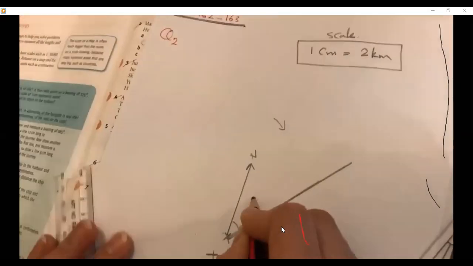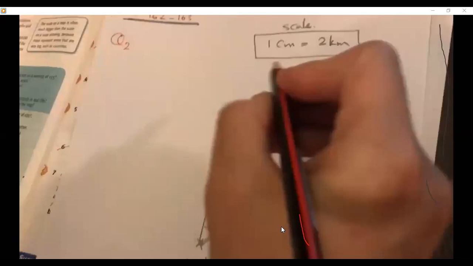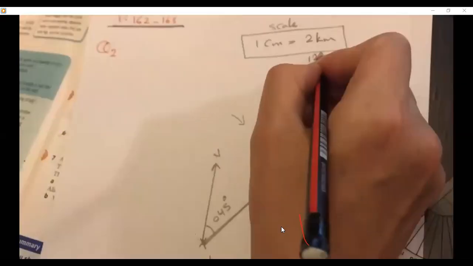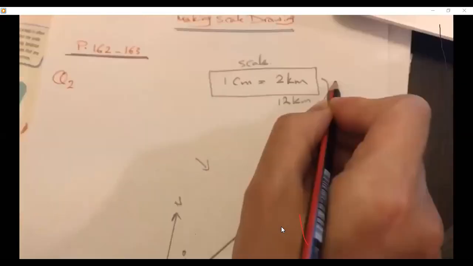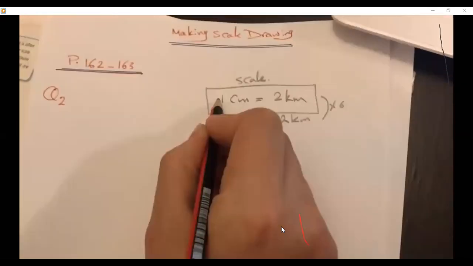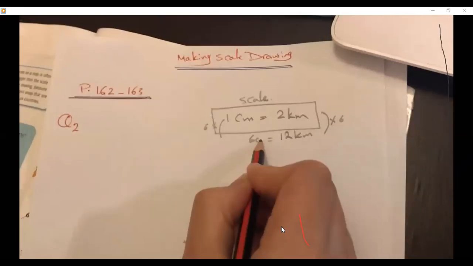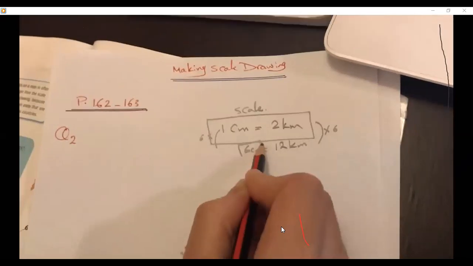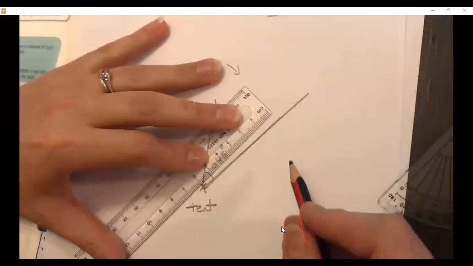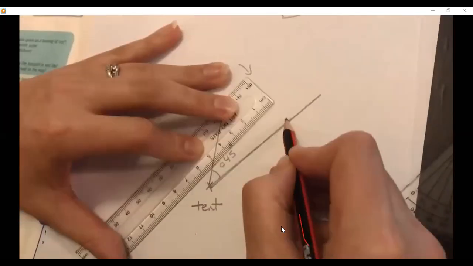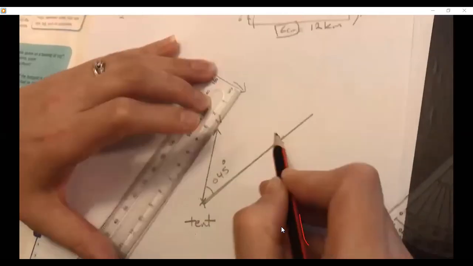They said he walked about 12 kilometers. So if we want to say 12 kilometers, considering the scale, we just divide by 2. So how many centimeters are they? Yes, they equal 6 centimeters. So I will go back to my line, measure accurately 6 centimeters, and this is the first place for them.